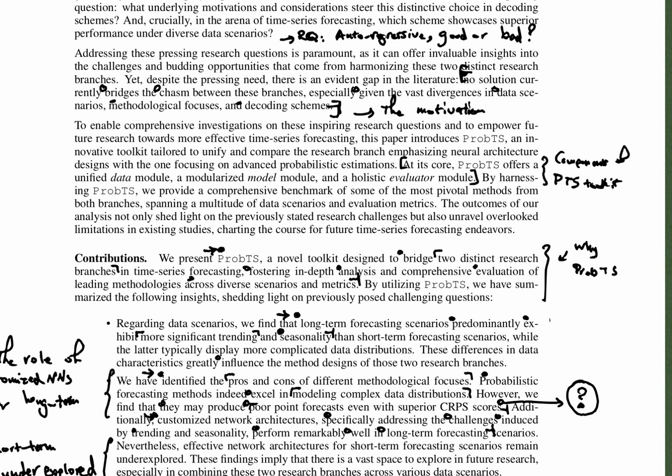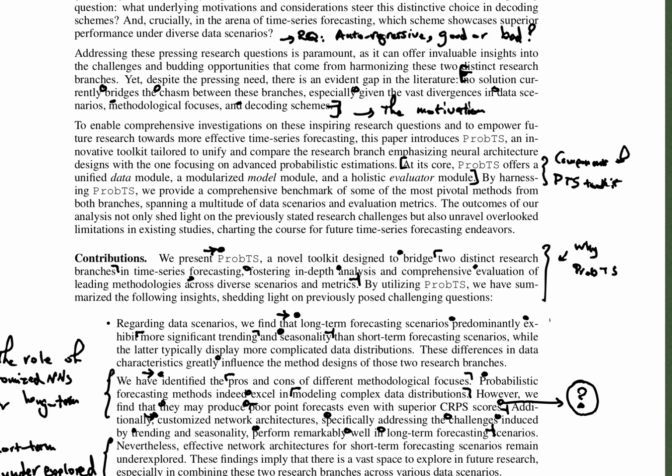As for the motivation, they state that no solution currently bridges the chasm between these branches, especially given the vast divergences in data scenarios, methodological focuses, and decoding schemes. So you can see that you have these three main axes of change, these degrees of freedom, and a methodology or a software library that is enabling you to do all of those things and test all of these things in different data scenarios. Prior to ProbTS, this either didn't exist or did not exist in this format, up to their knowledge. So you can see again that ProbTS is going to offer a data module, a model module, and an evaluator module.